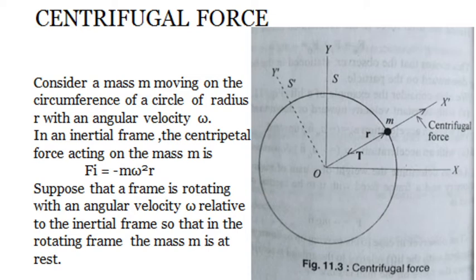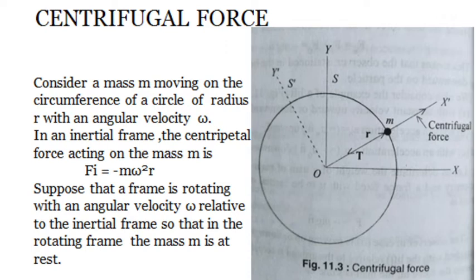Okay. Suppose that a frame is rotating with an angular velocity omega relative to an inertial frame. Here the inertial frame is the S frame and the rotating frame which is moving with an angular velocity is the S dash frame. So in this case we have to consider an important point, that is relative to the inertial frame, that rotating frame experiences no motion. That means the moving particle is in a state of rest when we are considering it with respect to that rotating frame.